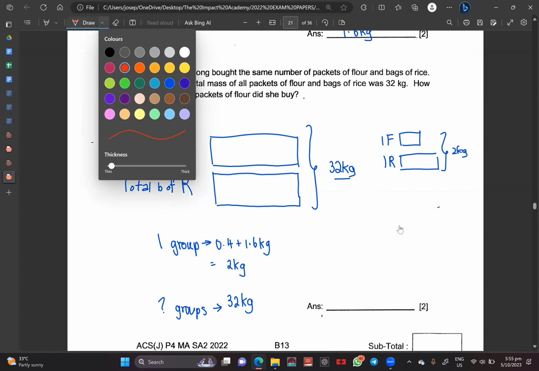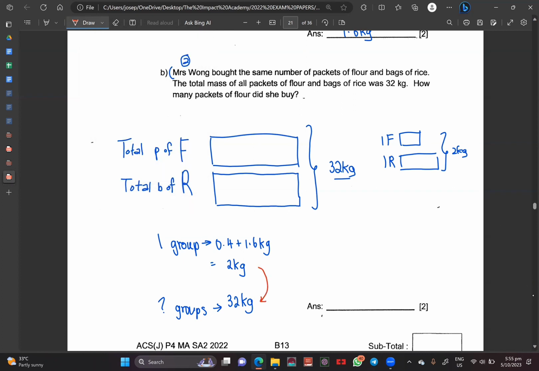Now, you have to ask yourself, how do I get from 2 to 32? I times 16. Agree so far? Why do I know it's times 16? Because 32 divided by 2, right? You understand what I'm saying? So times 16. Now, if I times 16 to the right, I must times 16 to the left. So therefore, over here this is 16 groups. You all understand so far?